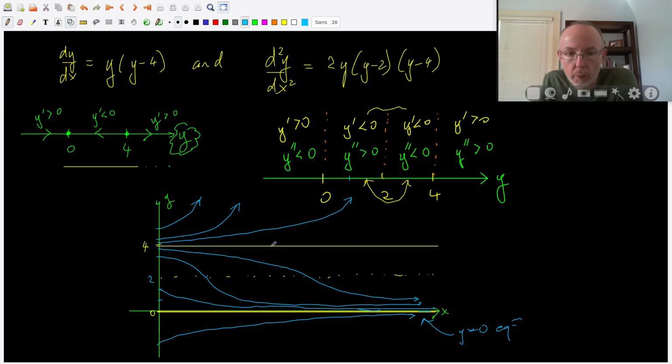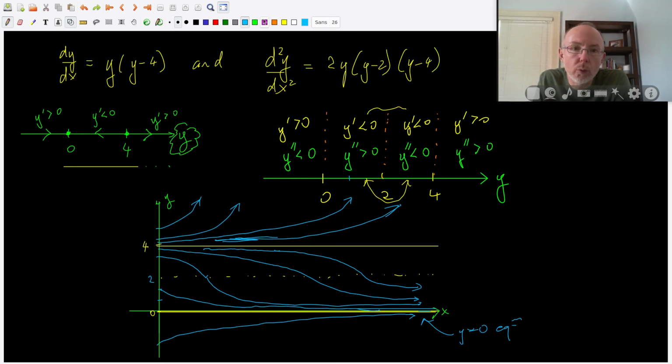I have a bunch of solutions that are decreasing, concave down, that then become concave up, but still decreasing. And then I have a bunch of solutions that are increasing and concave up in that region. So this gives us, again, a pretty good idea. And my idea is this continues back here, but it just gets harder and harder to draw, so those curves don't ever cross the line y equals 4.